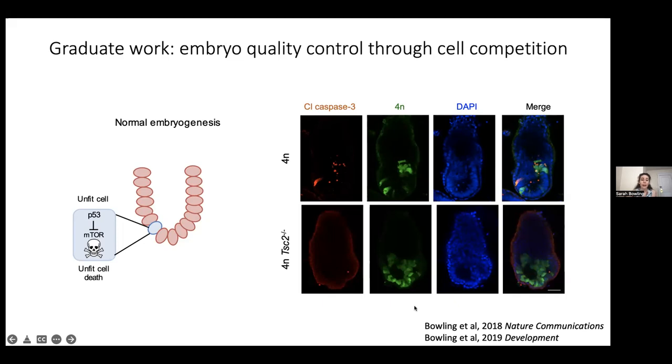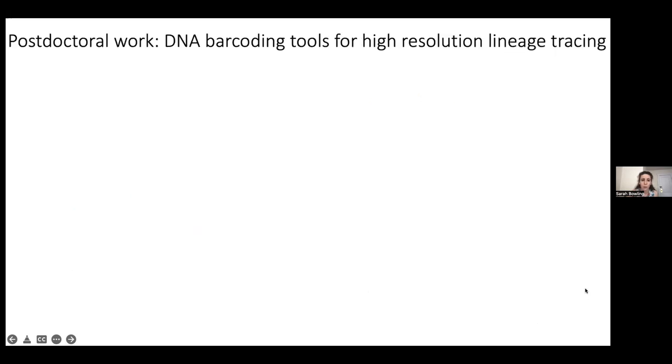So I loved studying cell competition, and I was really keen to carry on studying the process during my postdoctoral work. But something I found really frustrating during my graduate work was that we didn't have any tools that allowed us to trace cells in vivo in the natural state, which would allow us to really tackle a lot of the physiological components of cell competition. So I decided to carry out my postdoc in the lab of Fernando Camargo, who are experts in developing DNA barcoding tools for high resolution lineage tracing.